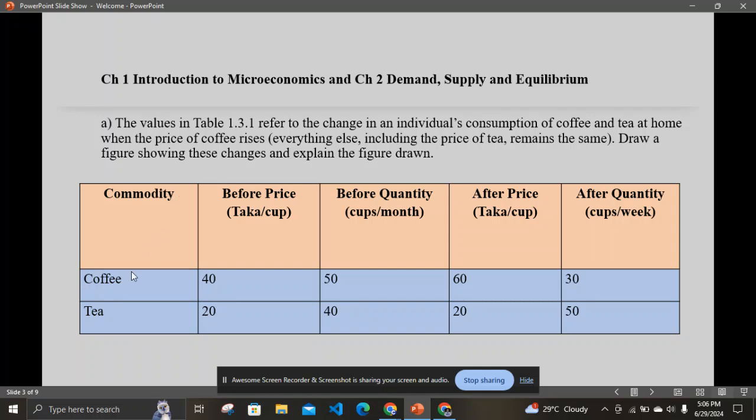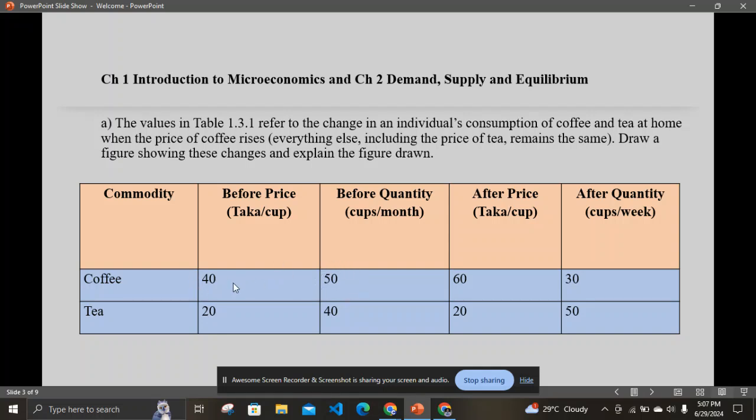So we have two commodities here. One is coffee, one is tea. We know coffee and tea are substitute products. So let's see first the coffee. When the price of coffee is 40 taka per cup, the quantity is 50 cups per month.